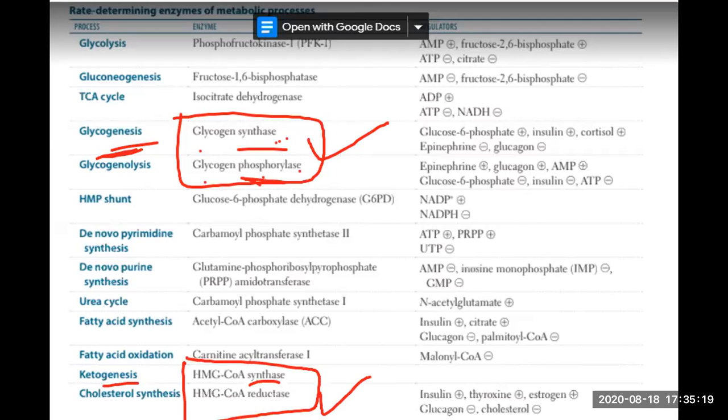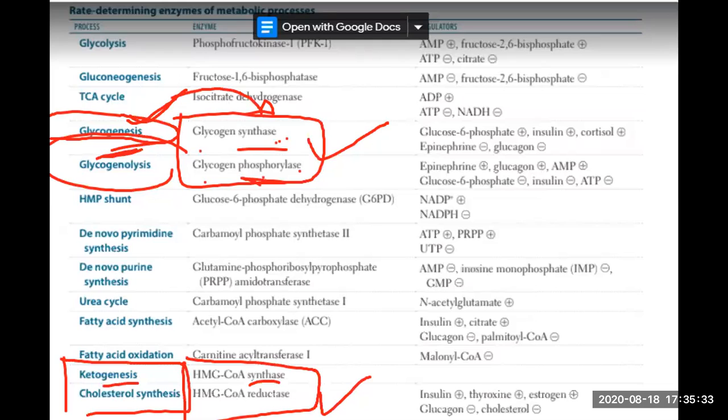Now you will be confused whether it was in glycogenesis or glycogenolysis. So please remember, Genesis has synthase. Same thing with HMG-CoA synthase, HMG-CoA reductase. So which one had what? The Genesis one had synthase. So remember like this.